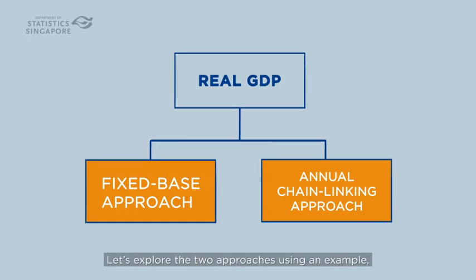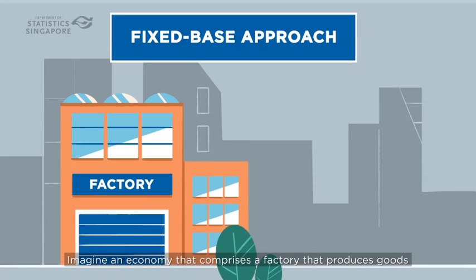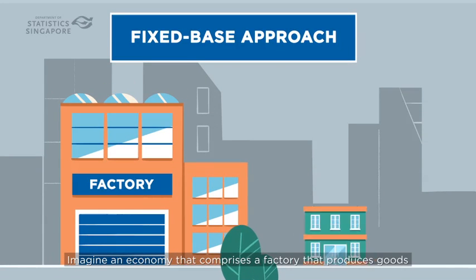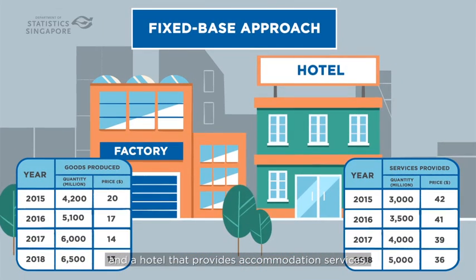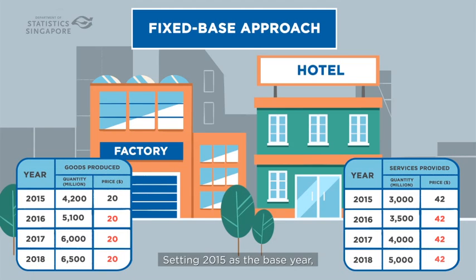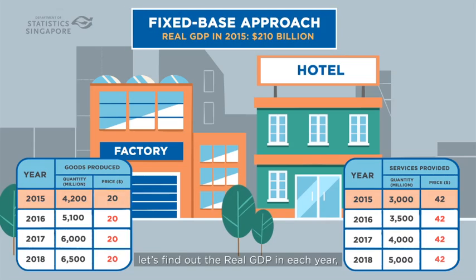Let's explore the two approaches using an example, starting with the fixed base approach. Imagine an economy that comprises a factory that produces goods and a hotel that provides accommodation services. Setting 2015 as the base year, let's find out the real GDP in each year, using 2015 prices.